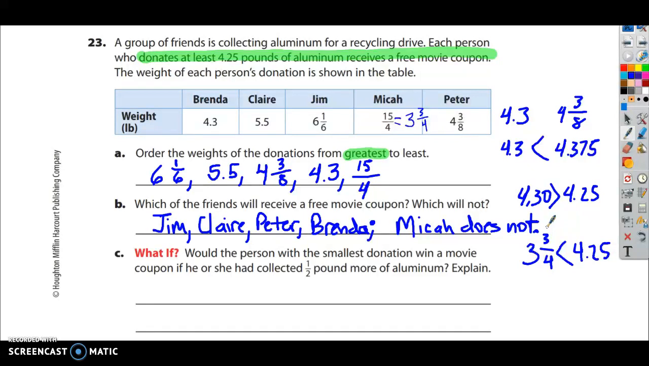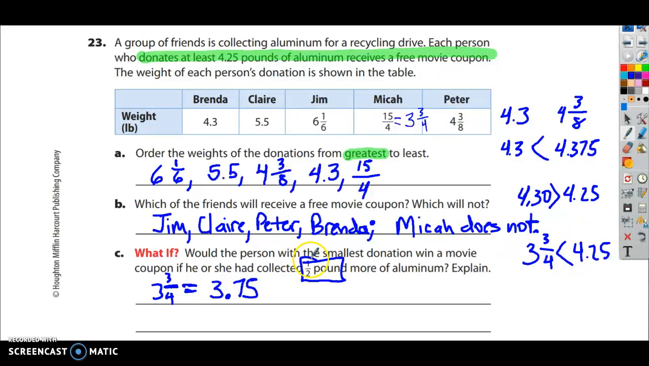All right. Would the person with the smallest donation, who was that, by the way? That was Micah. Would he or she win a movie coupon if he or she had collected a 1/2 pound more of aluminum? And explain. So basically, we get to take Micah's donation and add 1/2 pound. So Micah's donation was 3 3/4. And I'm going to convert that to a decimal, because that's a pretty easy one. That didn't take much thought. The whole number is the whole number. Now I just need to think about 3/4. Do you guys remember 3/4 of a dollar is 75 cents? So Micah's donation was 3.75.